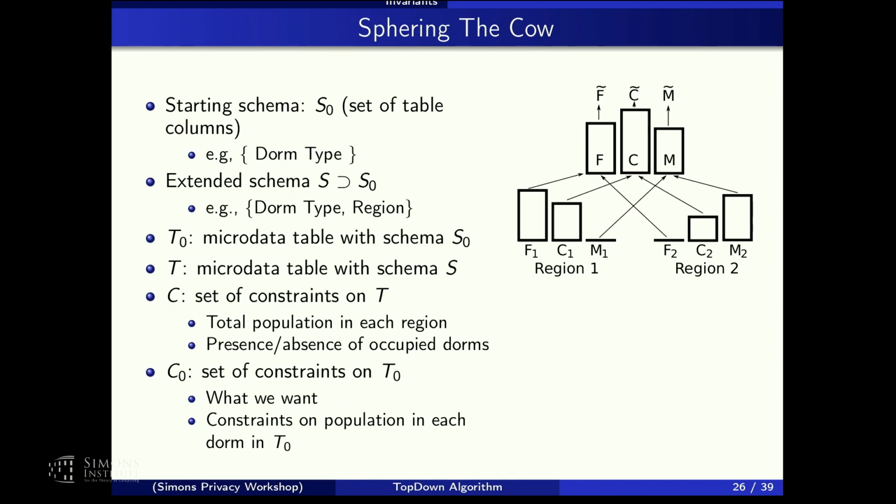So we can formalize this problem as follows. We have a schema that we start with, which is basically a set of table columns. We have a superset of it, which is the extended schema. We have a microdata table T0 that satisfies the first schema, and we would like to generate a table T that satisfies the larger schema. We're given a set of constraints on this larger table, for example, the total population in each region, the presence and absence of occupied dorms. And we want to figure out what C implies about T0. So we have a set of constraints C0 that T0 has to satisfy, and our question is, how do we find them?